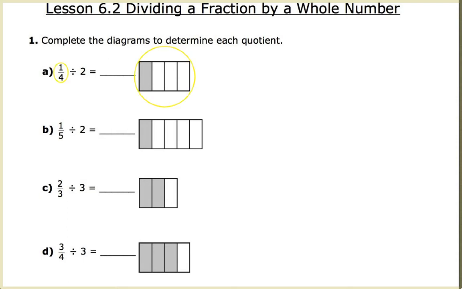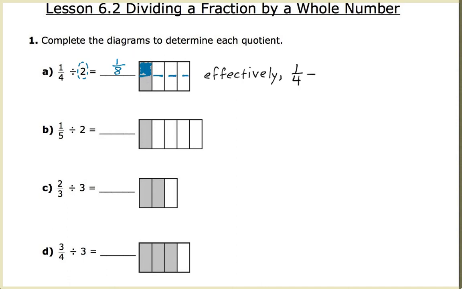So this diagram represents 1/4 because the whole is divided into 4 parts and only 1 is shaded in out of the 4. Now if we want to divide by 2 or cut it in half, then each half will have this much shaded in. Its value is 1/8 because we're dividing the whole into 8 parts now, and only one of the 8 is shaded in.